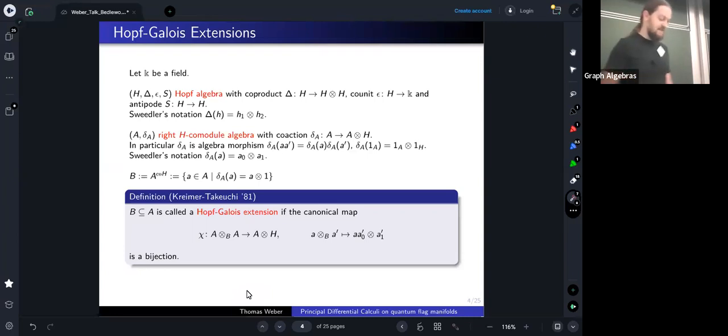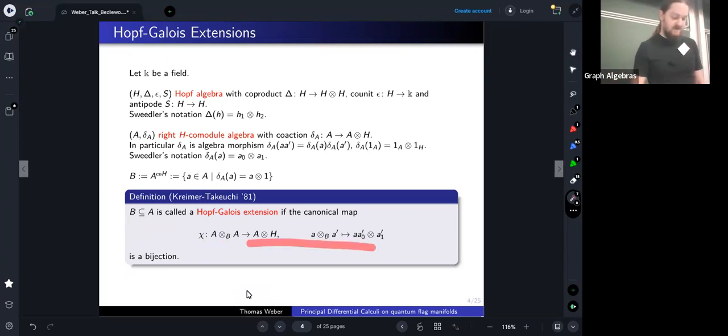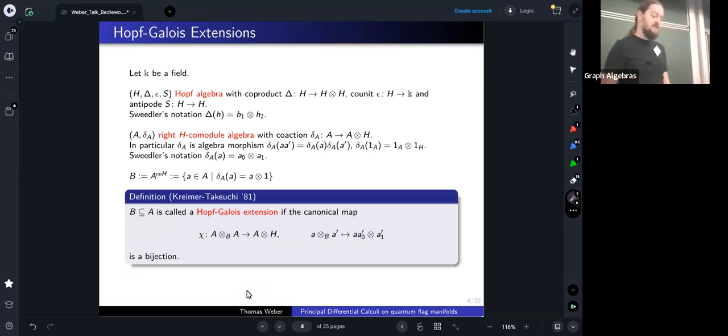And so just the definition of what it means to be Hopf-Galois. So you take B and A, as we have seen. And so there's a canonical map here. And in case this map is a bijection, we call B in A a Hopf-Galois extension. So just have a quick look at this map. If you take something in a balanced tensor product, you coact on A prime and you multiply the A parts.